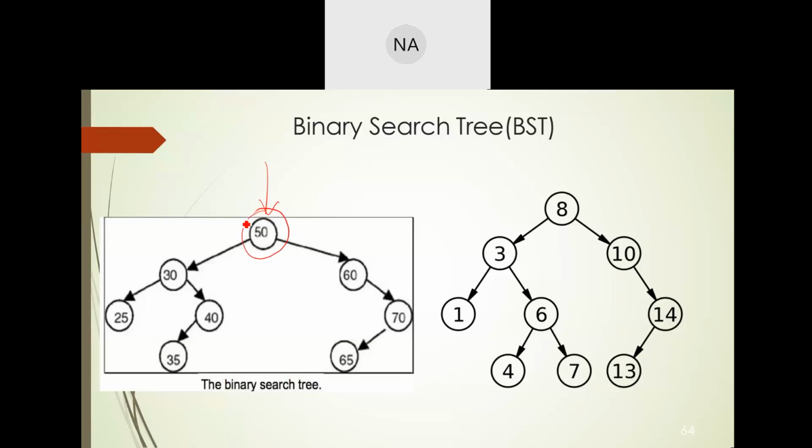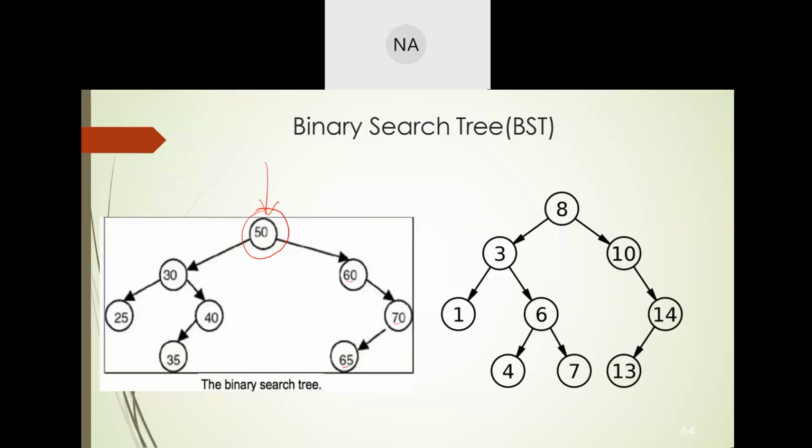So we have 50 at the root node. Now check its left subtree. Are the values stored in the left subtree smaller than 50 or not? So you have 25, 30, 40, 35. All values are smaller than 50. Okay, so this is true. Then check the right subtree of the root node, 60, 70, 65. All these three values are greater than 50. So these two conditions are true for the root node.